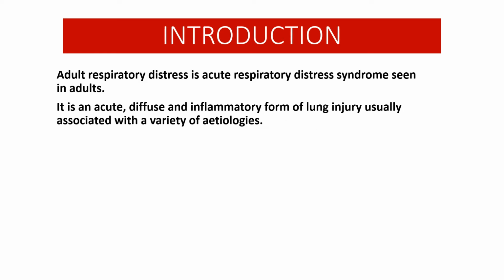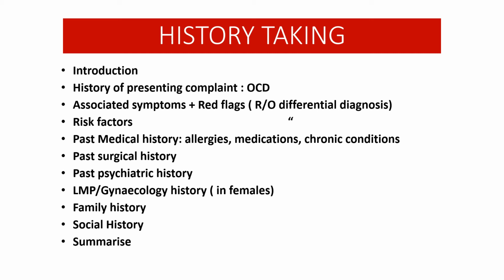As an introduction, adult respiratory distress is acute respiratory distress syndrome seen in adults. It is an acute, diffuse, and inflammatory form of lung injury, usually associated with a variety of etiologies. When taking history from a patient presenting with acute respiratory distress syndrome, you should first introduce yourself and confirm that the person you're speaking to is the right patient. Then proceed to get consent from the patient.